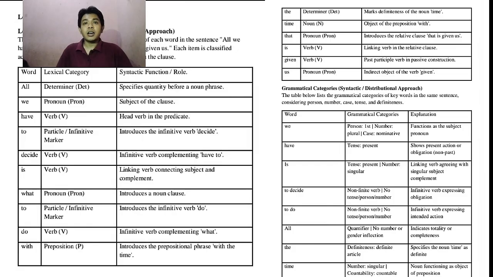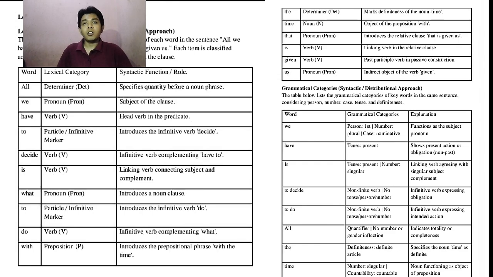In this section, I analyze the sentence. "All we have to decide is what to do with the time that is given us." A quote from The Lord of the Rings by J.R.R. Tolkien. This sentence is interesting because it contains multiple clauses and clear example of grammatical relationships within a single structure. Lexically, each word belongs to a specific category based on its function.